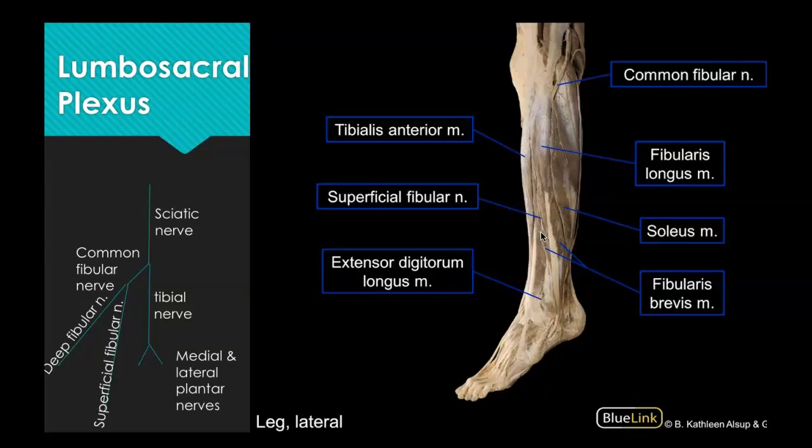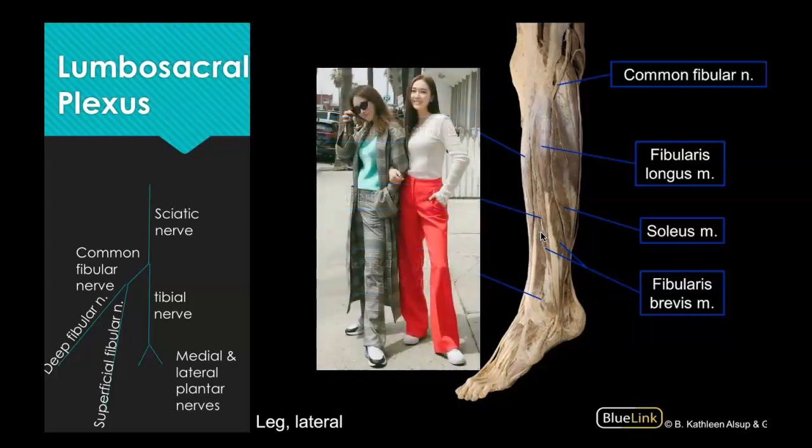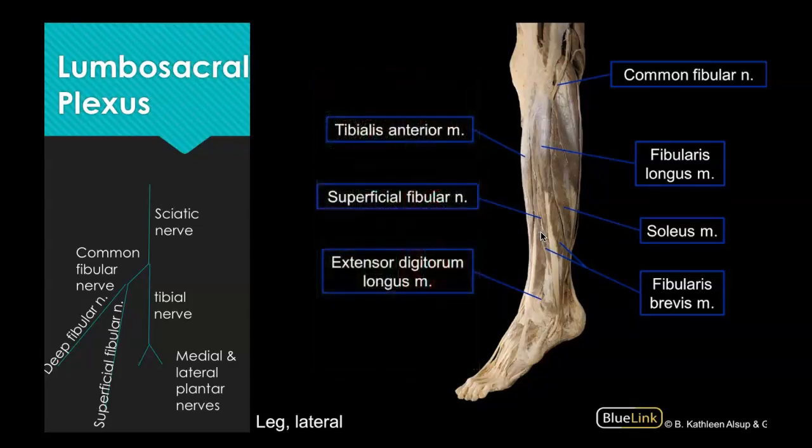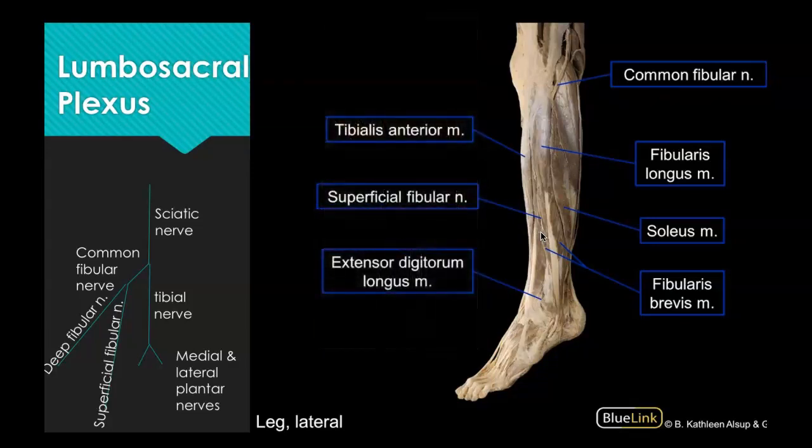And the way I always remember this is by thinking of how superficial people stand. And that's usually with their legs laterally. So this helps me remember superficial fibular nerve supplies the lateral leg. People who are deep thinkers stand with their feet together, pointed anteriorly. And so I think deep fibular nerve supplies the anterior compartment of the leg.